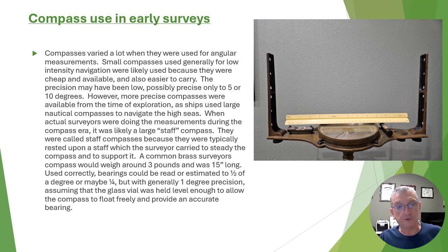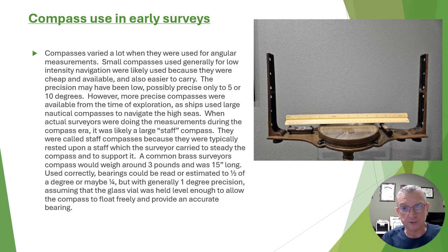When surveyors were actually doing survey work, let's say 100 or more years ago, they likely used a staff compass. It's called a staff compass because if you're taking a sight with it, if you're taking a bearing with it, you need to rest it on top of a staff, a long piece of wood 4 or 5 feet long, because they weigh about 3 pounds, give or take, and they're about 15 inches long.